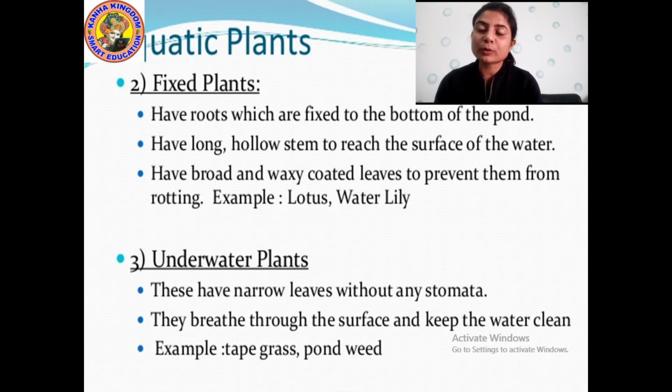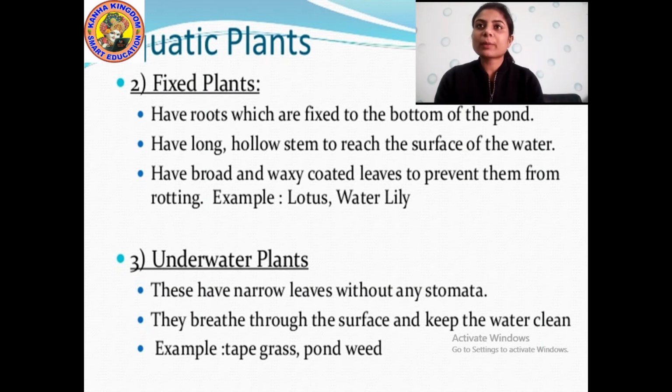Though they lack stomata, they can take in the water itself. See, it is written there. They breathe through the surface and keep the water clean. These underwater plants help in keeping the water of the pond or lake clean. The examples of these underwater plants are tape grass and pondweed. So this is an example of an underwater plant.